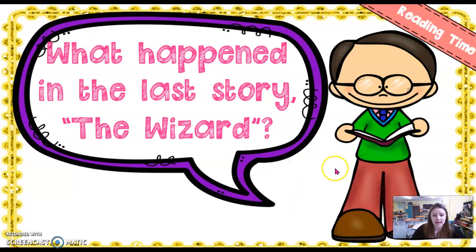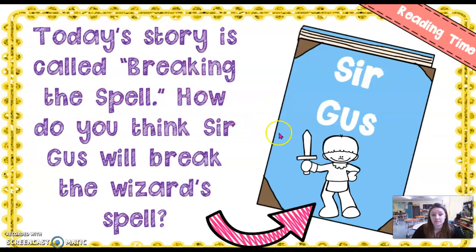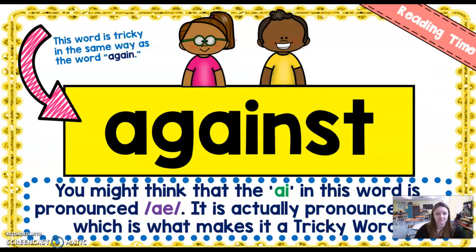What happened in the last story called The Wizard? How did the wizard end? And today's story is called Breaking the Spell. How do you think Sir Gus is going to break the wizard spell? We got a lot of sleepy people here. How do you think Sir Gus is going to do it? Make a prediction about what you think might happen.